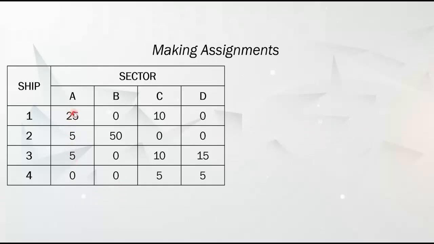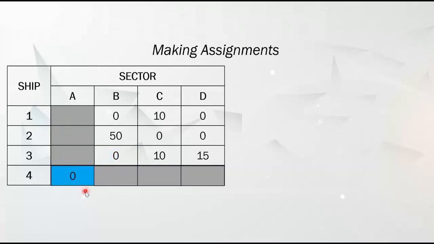For example, we can start with column A because column A has only one zero. So that means we will have to eliminate the rest of the columns and rows in that particular cell. So this means that ship number 4 will be assigned to sector A.